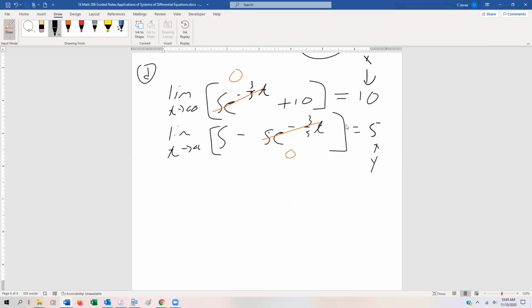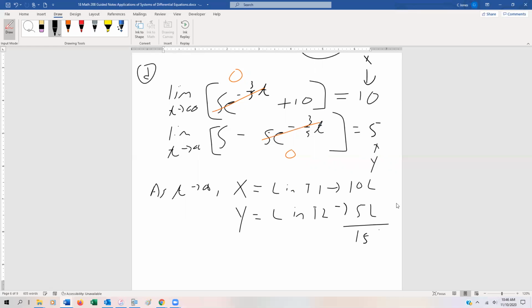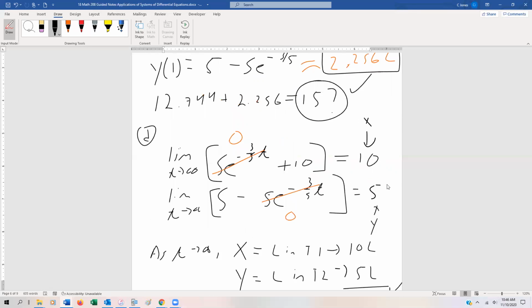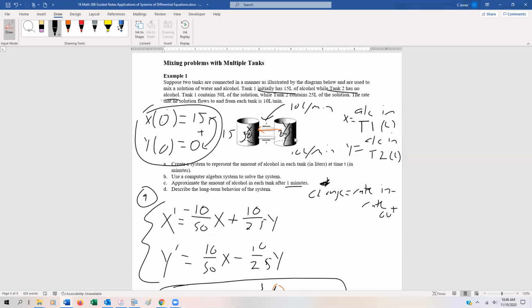So that means after a long period of time, as t approaches infinity, x, which is equal to the liters in tank 1, will approach 10 liters, and y, which is the liters in tank 2, is going to approach 5 liters. And that again makes sense because there should be a total of 15 liters. So that makes sense to us. Even though this first tank started with nothing, if we keep flowing as given, then eventually we're going to have 5 liters of alcohol in tank 2 and 10 liters in tank 1.